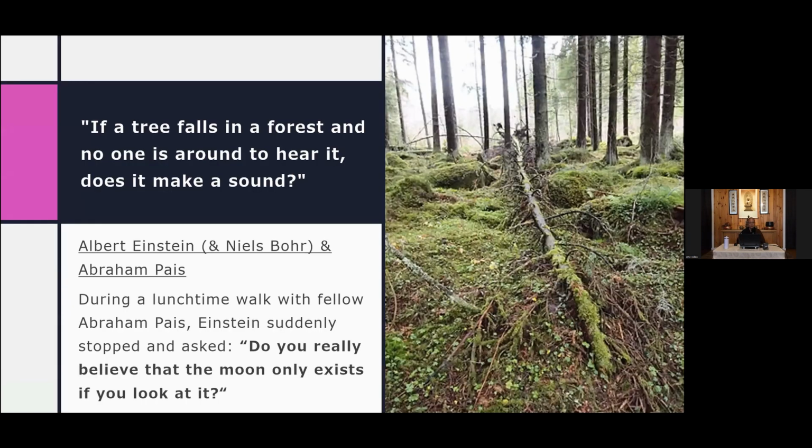Ananda's question. So my mind, I see the object because I have a mind.